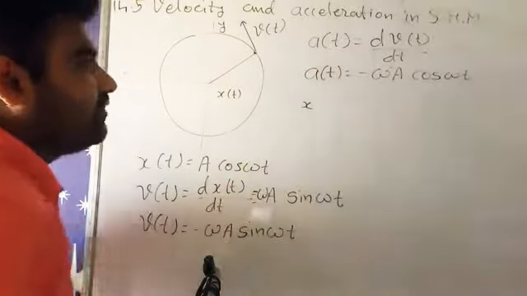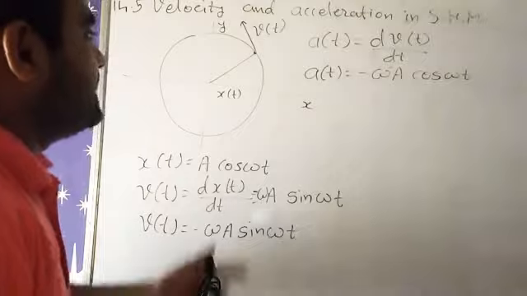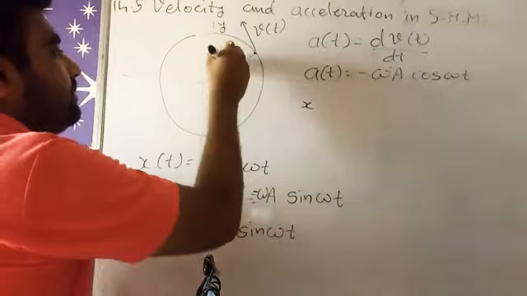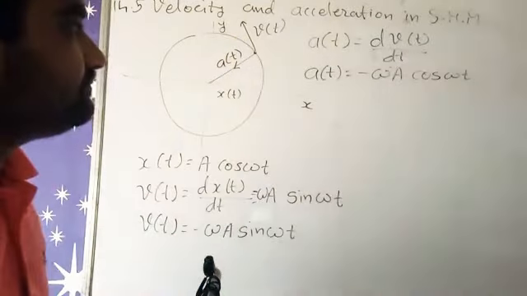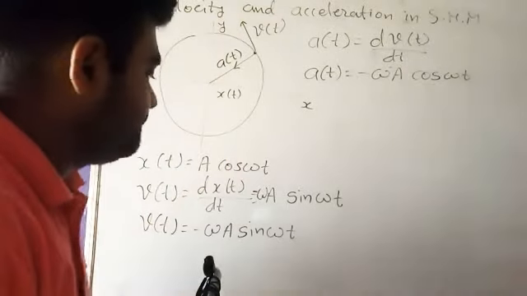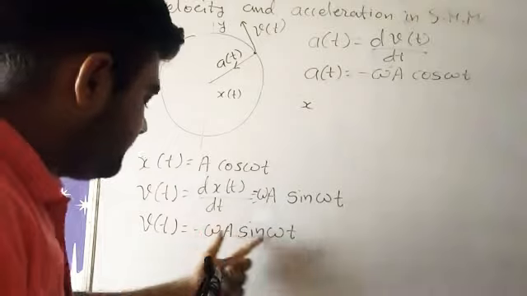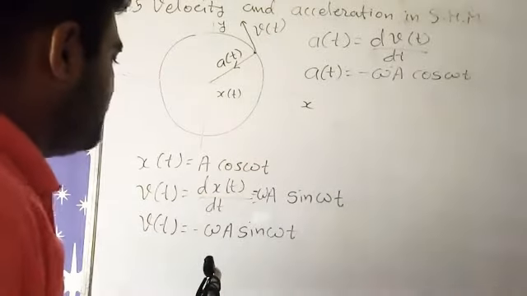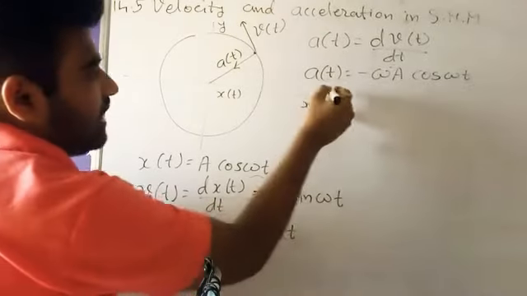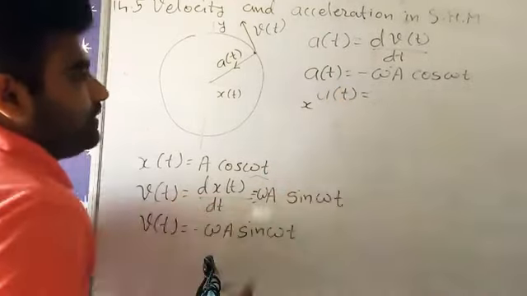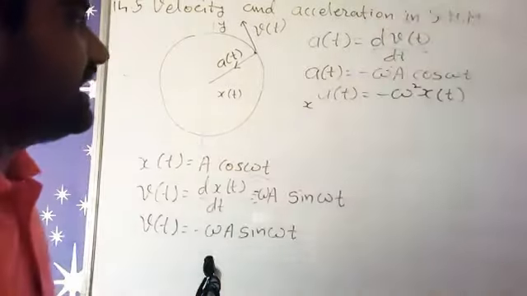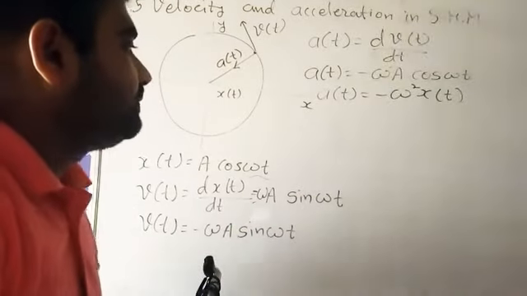Now see, acceleration also has its own direction. For any circular motion, the acceleration direction is always towards the center. So this is the acceleration direction because of the centripetal force, right? So that is our a of t. See here, v of t and a of t. Now the common term between a of t and x of t is a cos omega t. So I can write a of t is equal to minus omega square x of t, in the form of displacement.